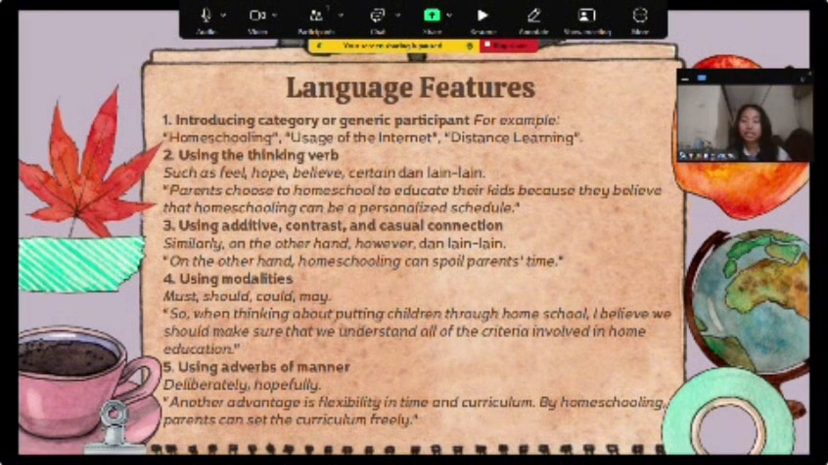using additive, contrast, and causal connection. Similarly, on the other hand, however, etc. For the example is, on the other hand, homeschooling can spoil parents' time. Number four, using modalities. Using modalities is must, should, could, and may.